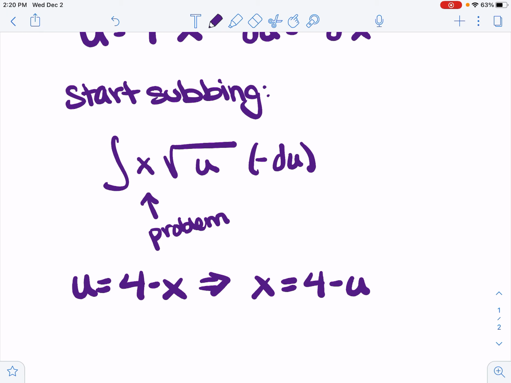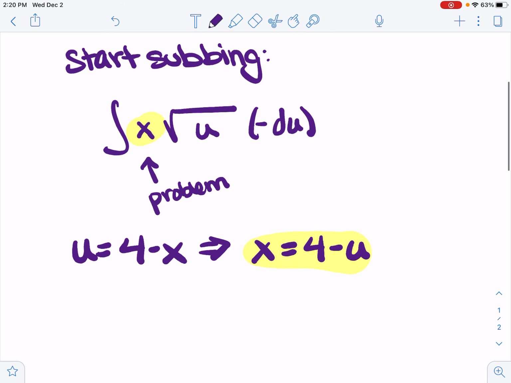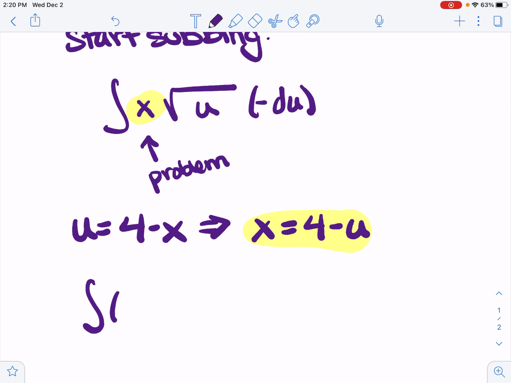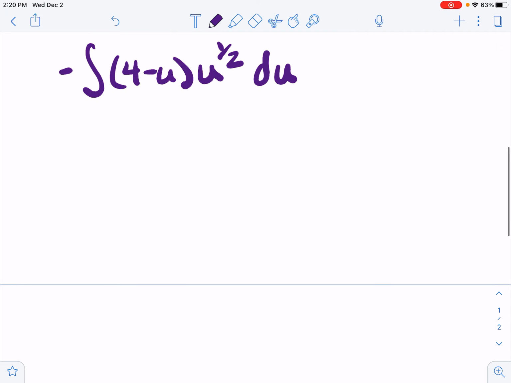I can go back and I can plug that value in for x. And we end up with an integral of 4 minus u times the square root of u times du, and I had that negative as well from the change of variables. So that now is an integral that we can do. We've successfully turned it into an integral involving u's and du's only. There's no more x's in there, so that's good. And it turns out that it became something that was doable, whereas it was not before.